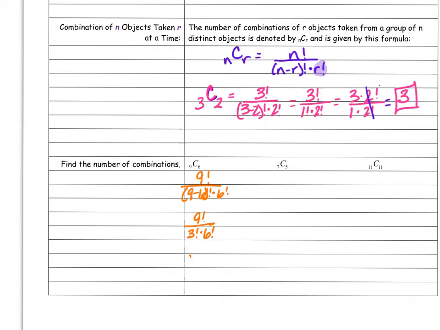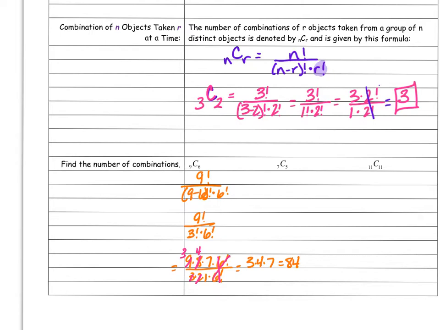So I get 9 times 8 times 7 times 6 factorial over 3 times 2 times 1 times 6 factorial. So the 6's go away. 3 goes into 9 3 times. 2 goes into 8 4 times. So I'm going to get 3 times 4 times 7, which is 12 times 7, which is 84. Okay? Not too terribly bad, right?